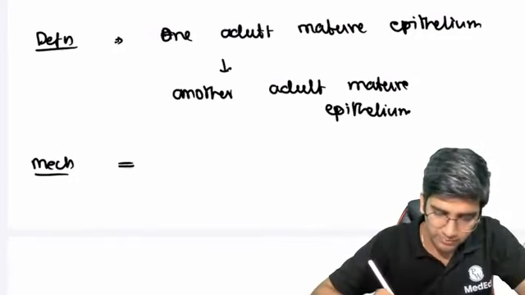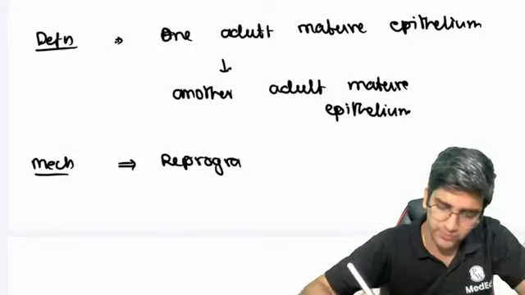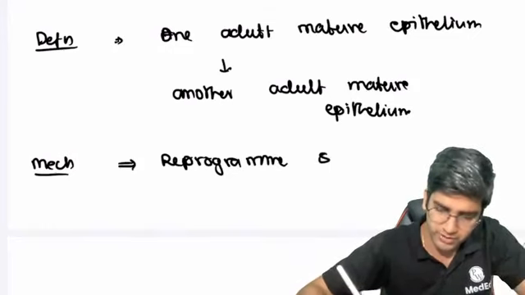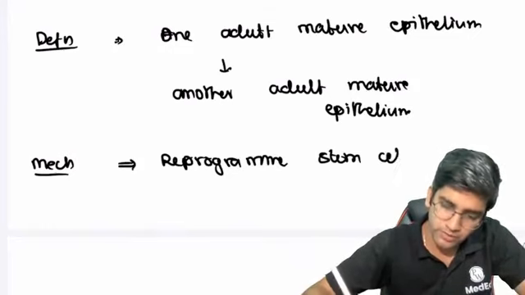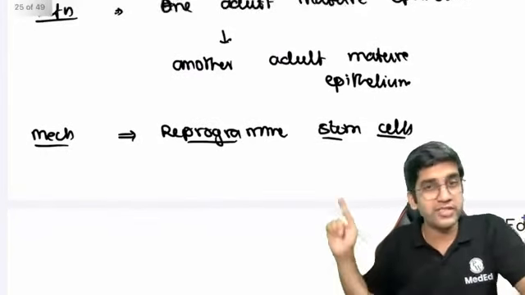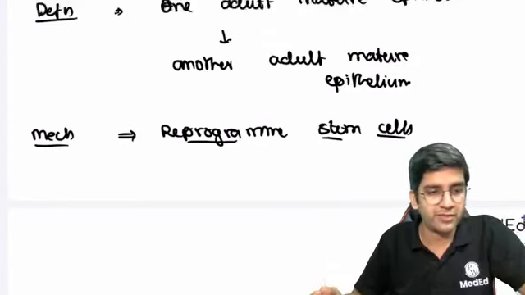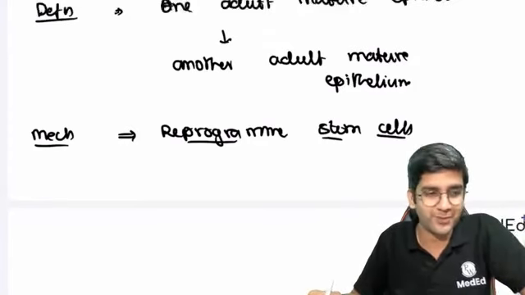So the mechanism of metaplasia is something called reprogramming of stem cells. You could reprogram stem cells. That's what happens in metaplasia. It's just going to be reprogramming of stem cells. This can come in a viva question. Do remember it, fine? Obviously, for metaplasia we remember Barrett's esophagus.